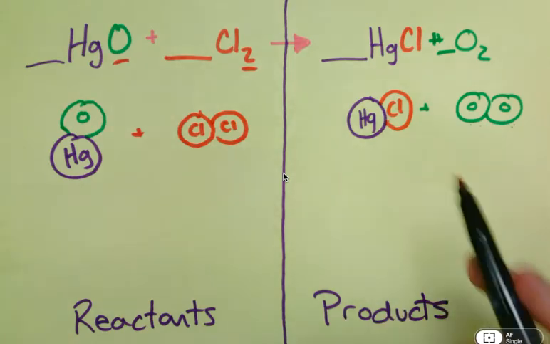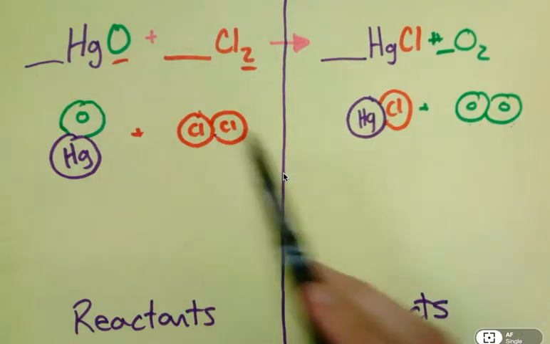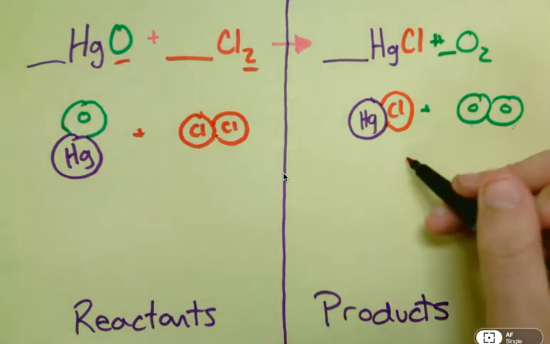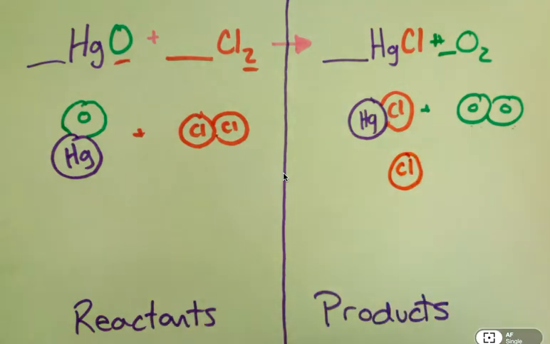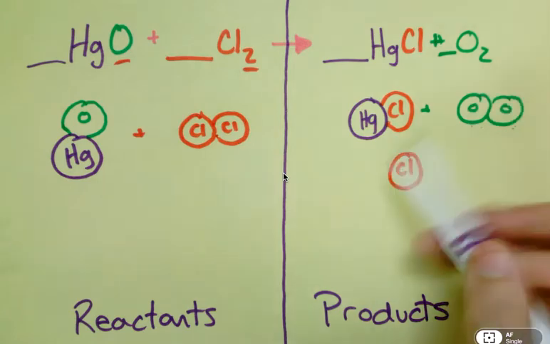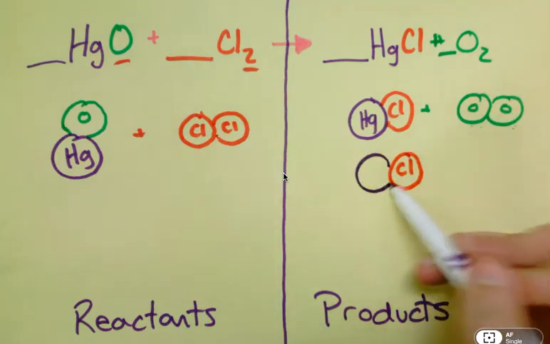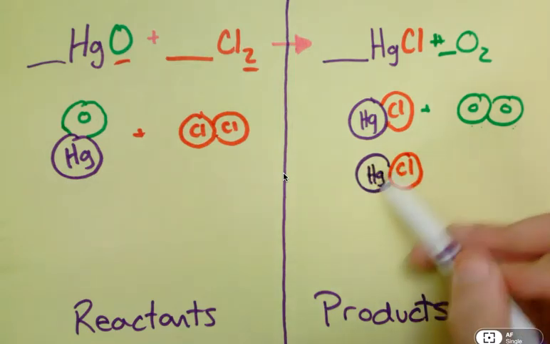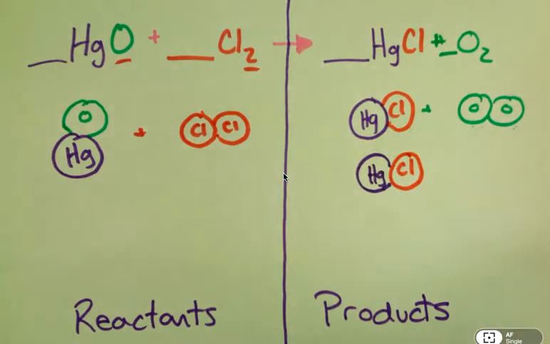So I'm going to balance my chlorine first. I can balance that really easily. I need one more chlorine over here. I can't leave this Cl by itself because that would be like adding another product to the reaction. It has to be the same as the picture I already have. So for every chlorine atom, it's got to have the mercury attached to it. It's got to look like this picture up here. So now the chlorines are balanced.